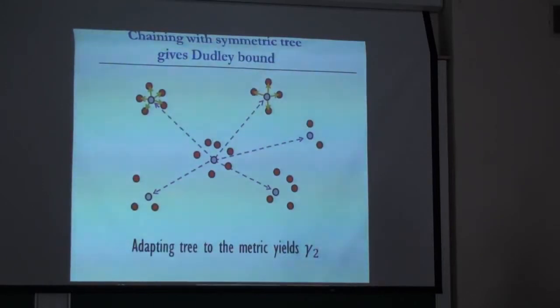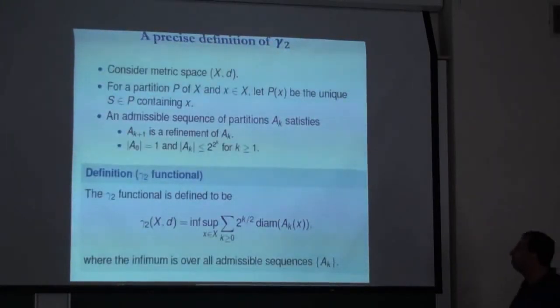Once you optimize over the tree, you get something which is right up to a universal constant on all Gaussian processes. So this is not trivial at all. Here is the formal definition of this gamma 2, and if you know it, then you don't have to see it. If you don't know it, then it's still not going to be useful for you to see it. But for completeness, I'm showing it anyway.